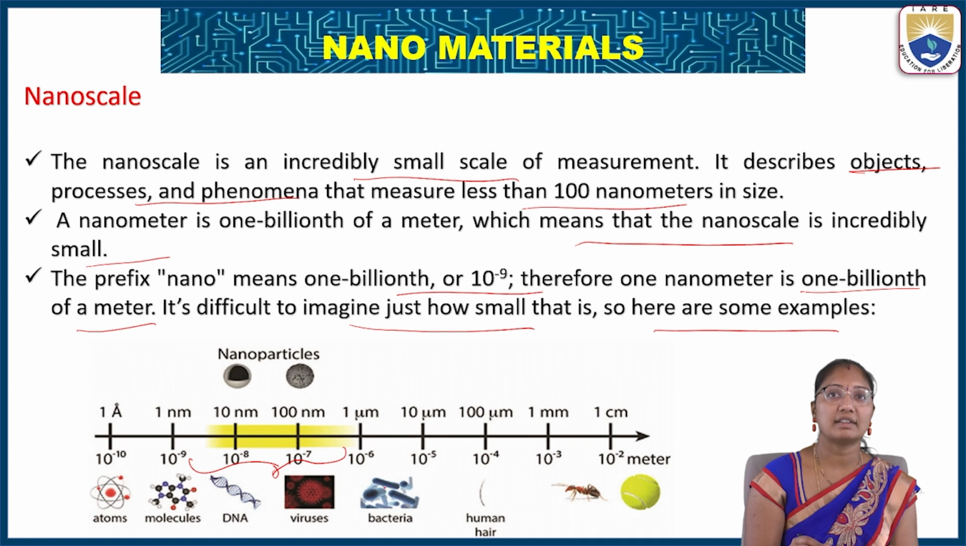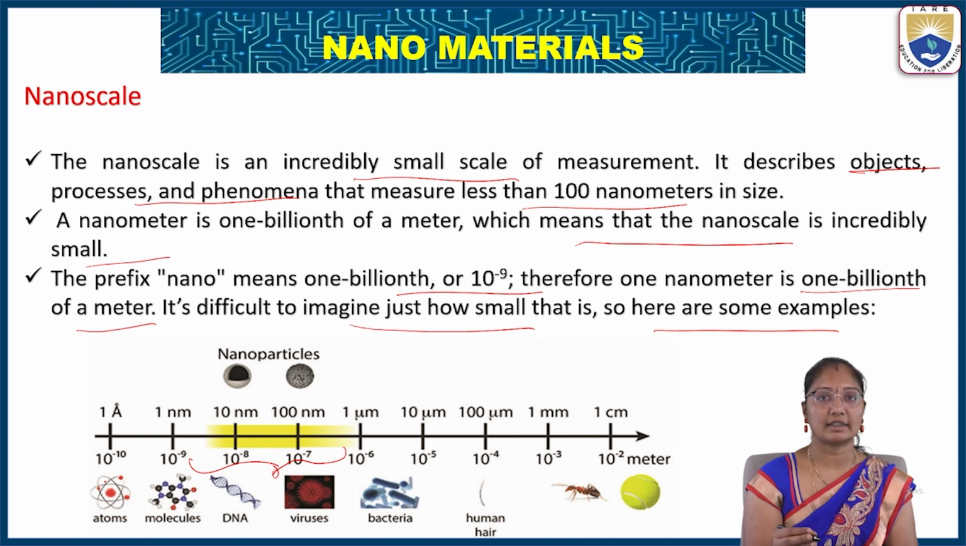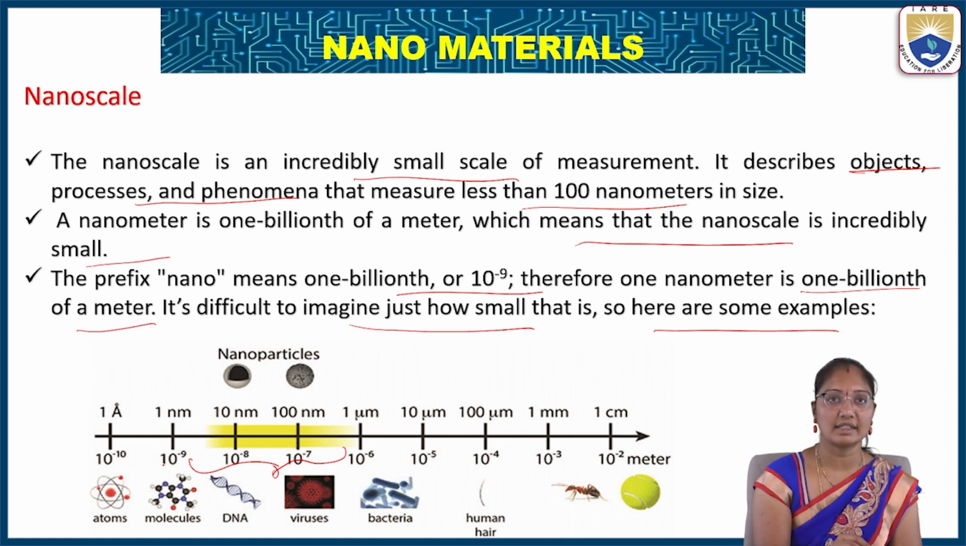So even bacteria and viruses are larger than nanoparticles; the dimension of nanoparticles is less than that. Here atoms and molecules come under the 1 nanometer to 1 angstrom category, that is 10 to the power of minus 9 to 10 to the power of minus 10 meter. One nanometer is 1 billionth part of 1 meter.